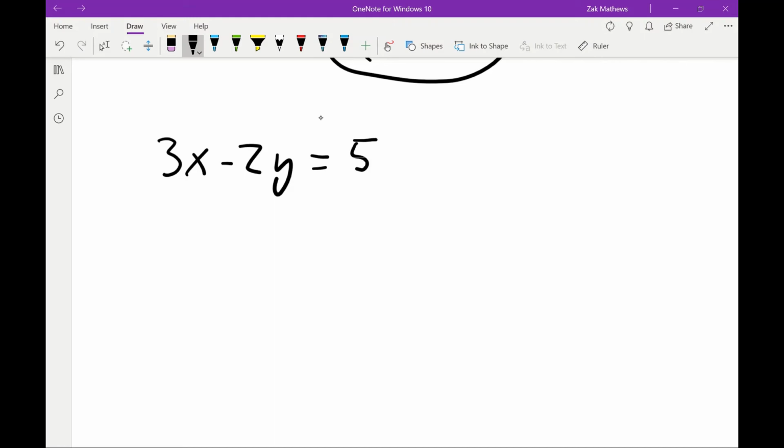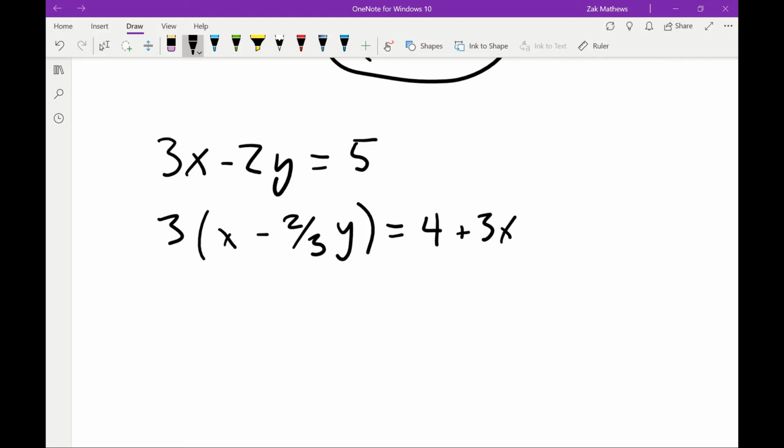So let's take the first equation, 3x minus 2y equals 5. And then I'm going to have 3 times x minus 2/3 y equals 4 plus 3x. So obviously on this one, there's a little bit of work that has to be done first. That second equation is not set up for substitution or elimination because there's just a lot going on with it. So I'm going to take that second equation, I'm going to simplify it first.